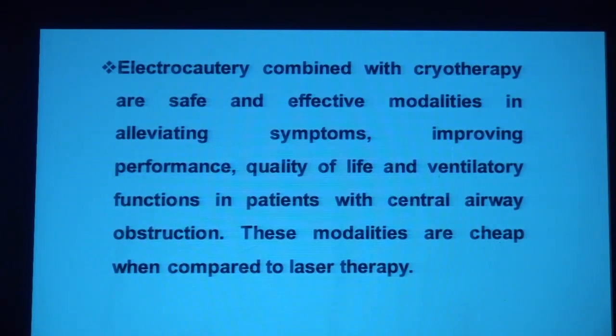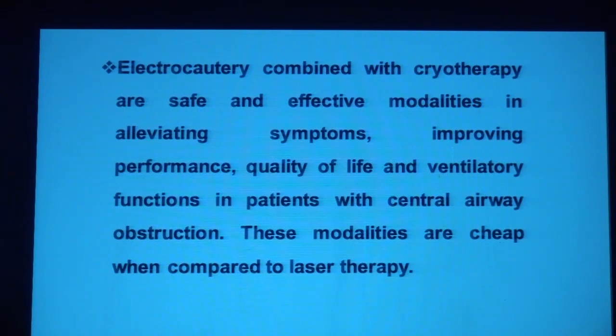My conclusion is electrocautery combined with cryotherapy are safe and effective modalities in alleviating symptoms, improving performance and quality of life, and ventilatory function on patients with central airway obstruction. These modalities are cheap when compared to laser and argon and so on.